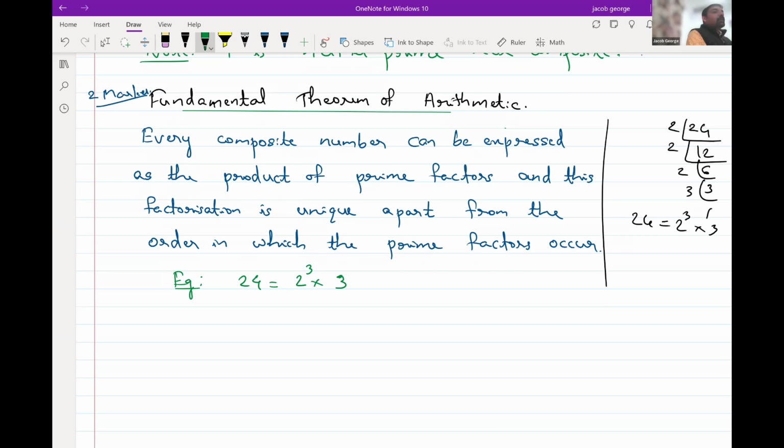So this statement may come in the examination as a 2-marker question. State fundamental theorem of arithmetic. Without any change in the words, you have to write this statement. So let's study it right now, the statement.